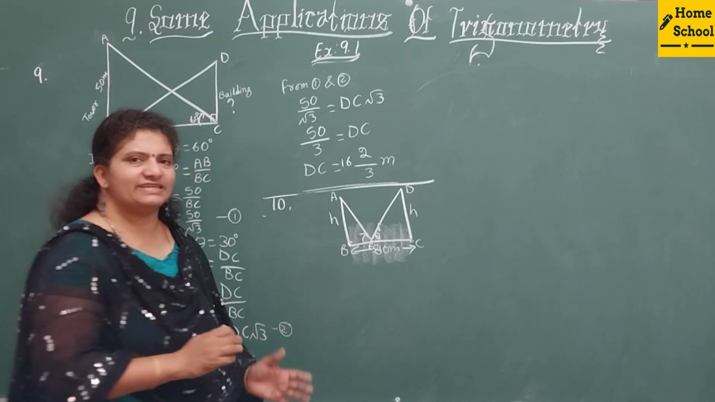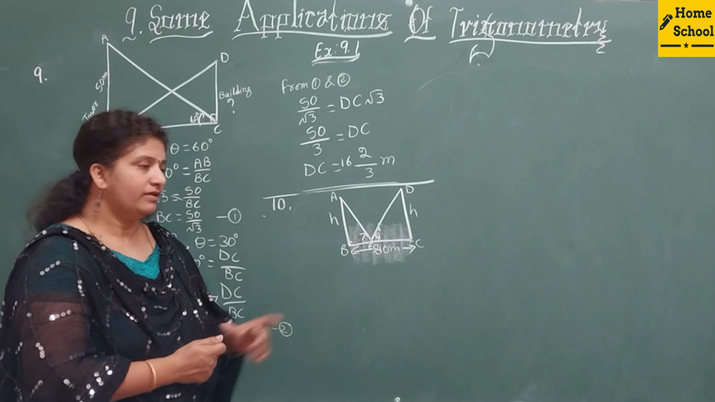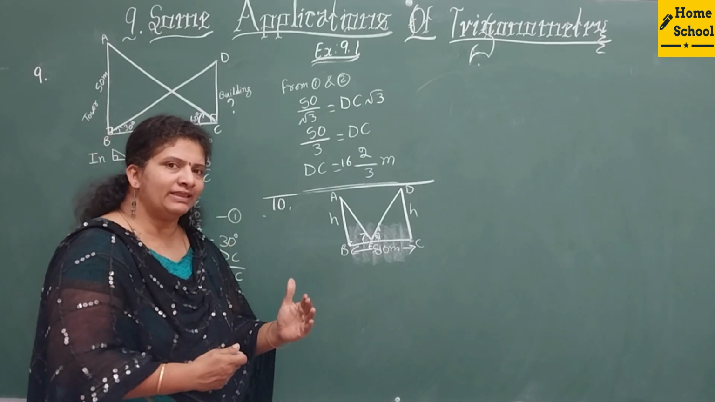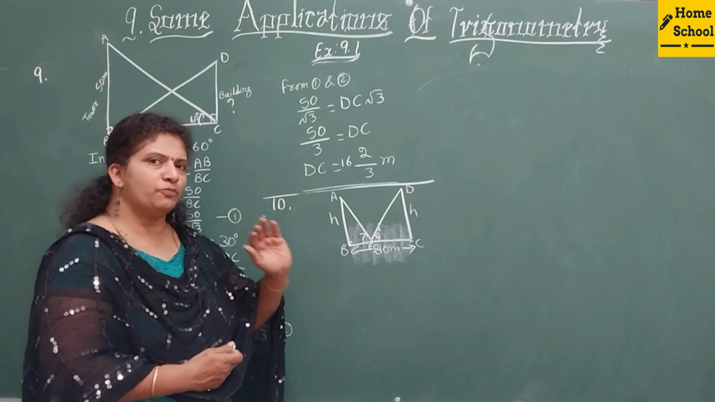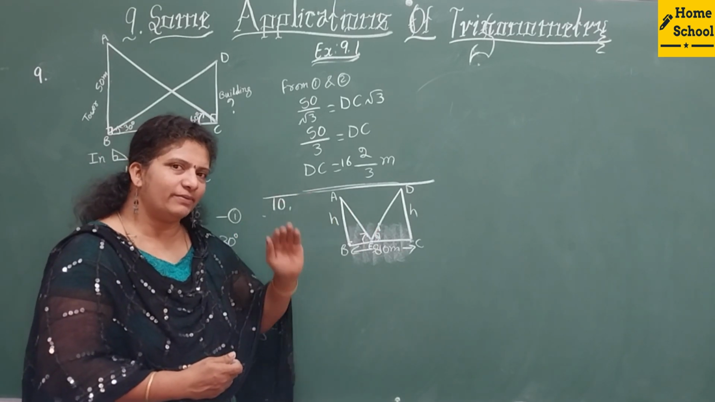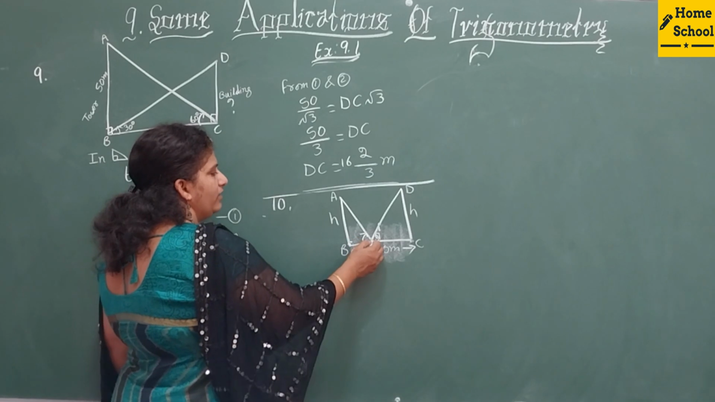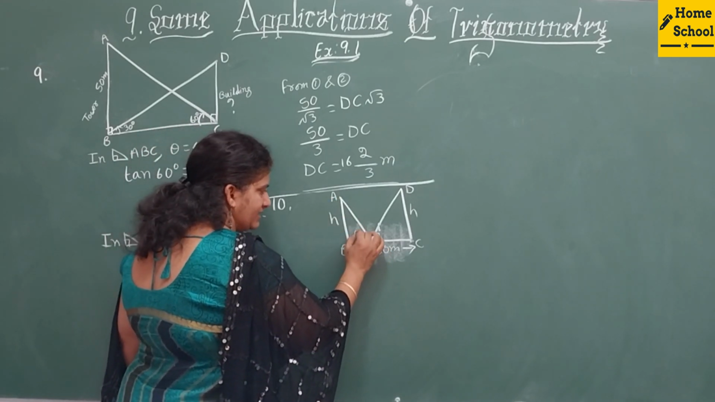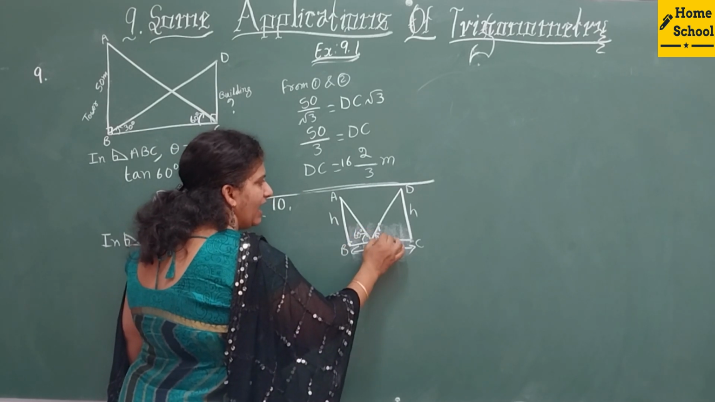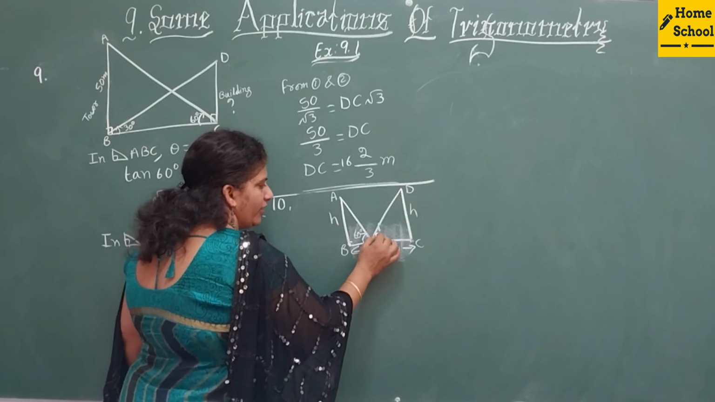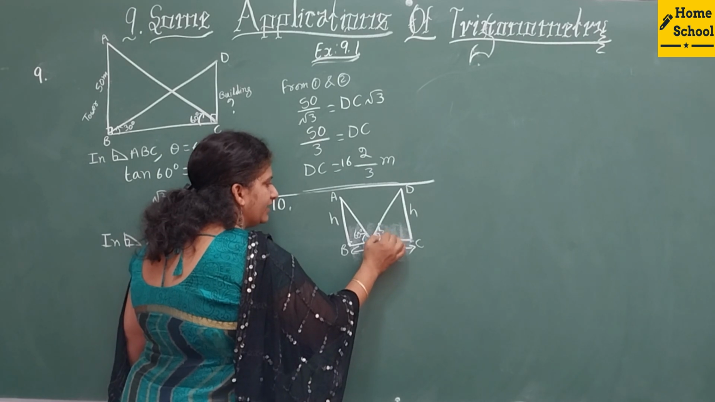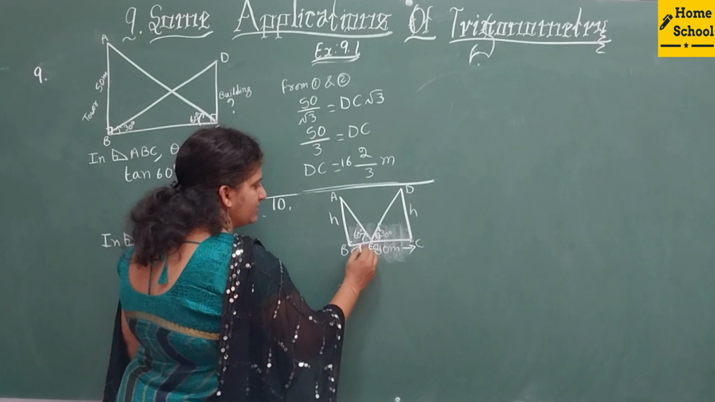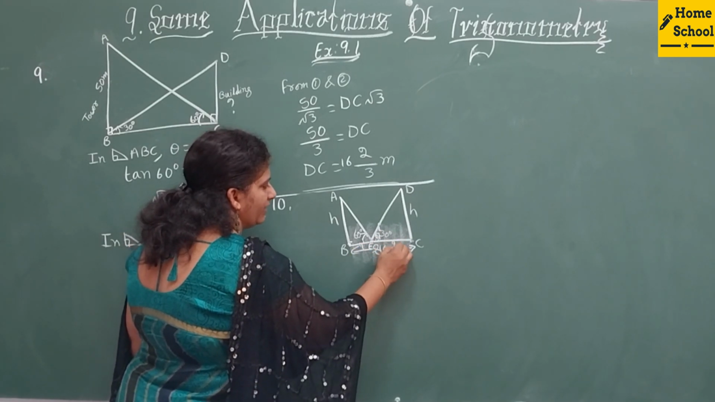Now, which is 60 degree and which is 30 degree? Observe carefully. The pole nearer to the point has the larger angle, and the pole farther from the point has the smaller angle. Here AB is nearer to the point E, therefore this is 60 degree, and DC is farther from the point, so this is 30 degree. Therefore find the height of the poles and the distance of the point.